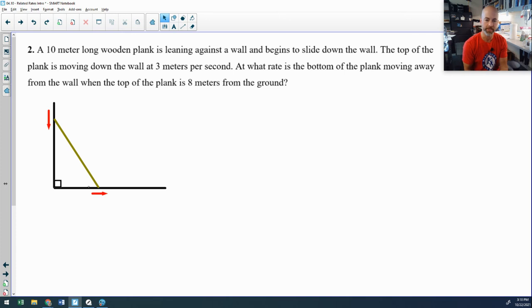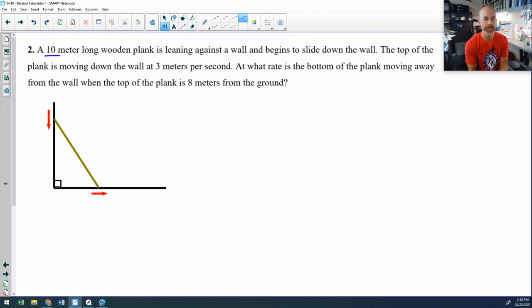So what is the rate that this thing is changing down here? When the top is 8 meters from the wall. So there's a lot of information there. And when I'm looking at this diagram here, I'm thinking, what's changing and what's constant? I see one constant.